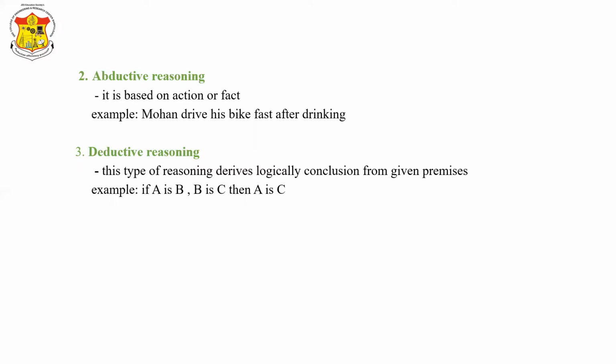The third one is deductive reasoning. This type of reasoning derives the logical conclusion from the given premises, right? For example, if A is equal to B and B is equal to C, then obviously we can logically say that A is equal to C. Or we can say A is B, B is C, and then A is C, right? So I think you're getting all these types of reasoning: deductive, inductive, and abductive.